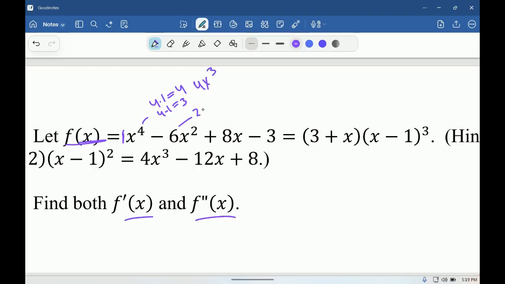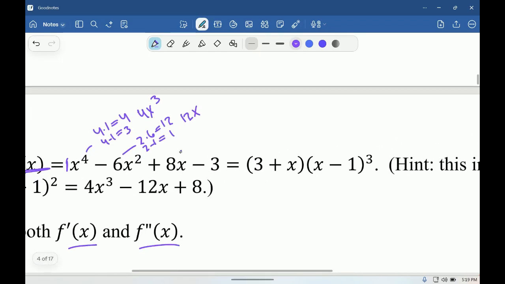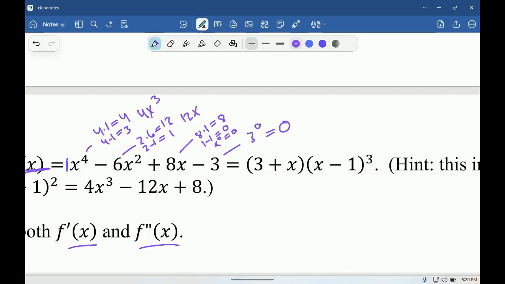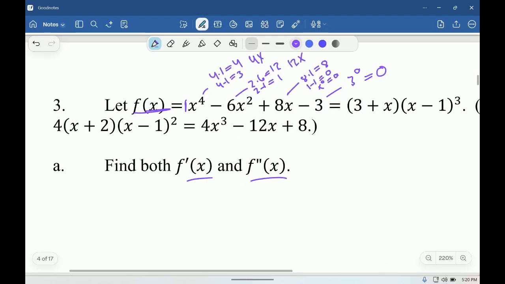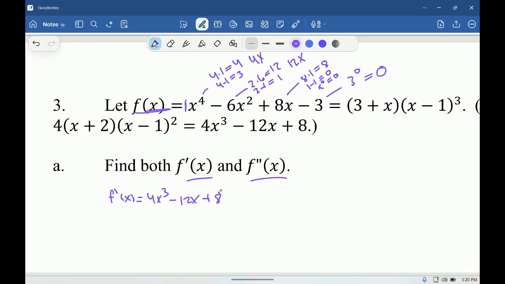Same with this one. 2 times 6 equals 12. 2 minus 1 equals 1. This would look like 12x. This one, 8 times 1 equals 8. 1 minus 1 equals 0. So x to the 0 equals 1. Okay, so this means that our f prime of x is going to be 4x cubed minus 12x plus 8.